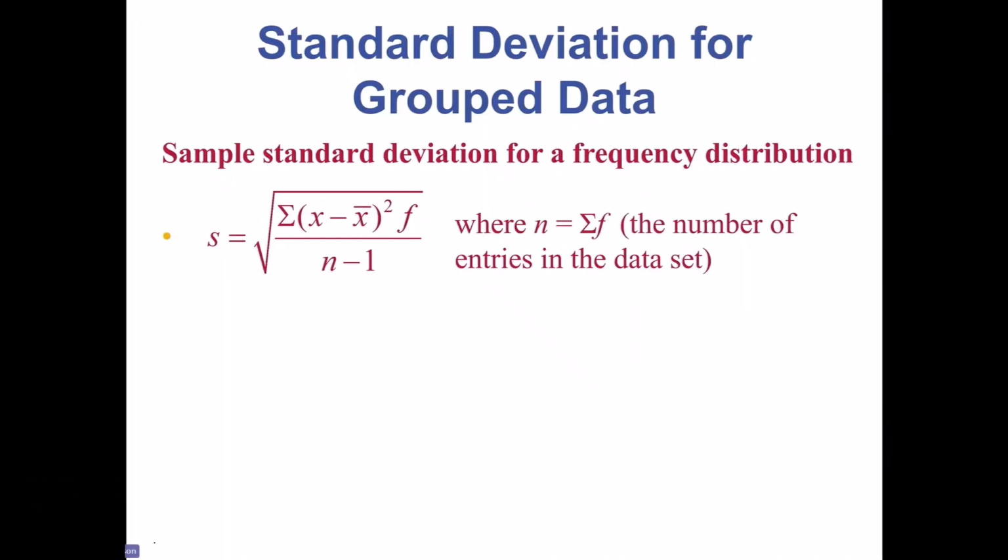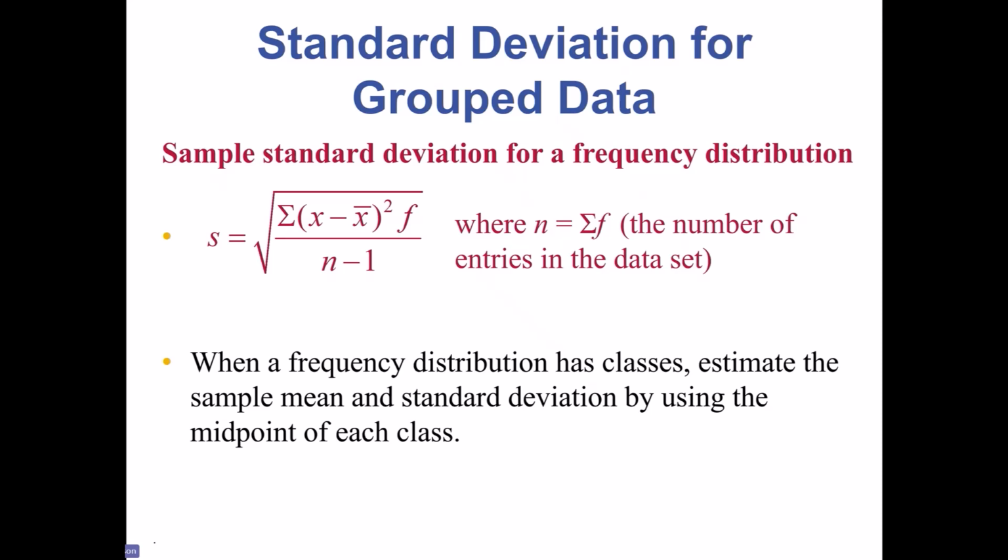So what if we have grouped data? What if I give you a frequency distribution instead of the raw data itself? If we have a frequency distribution, we can approximate our standard deviation as the square root of, notice, it's still the sum of our deviations squared, right? But we're also multiplying by the frequency and then dividing by n minus 1.